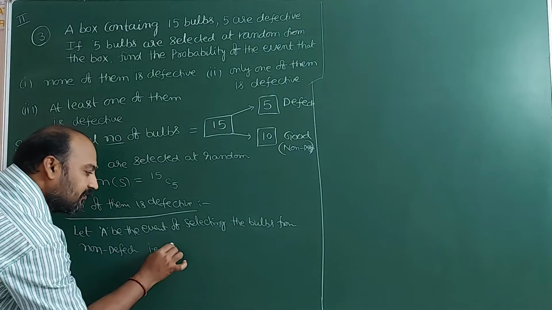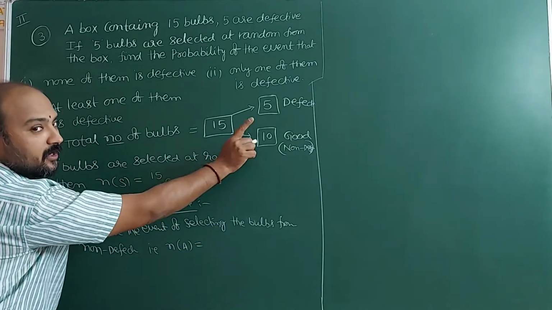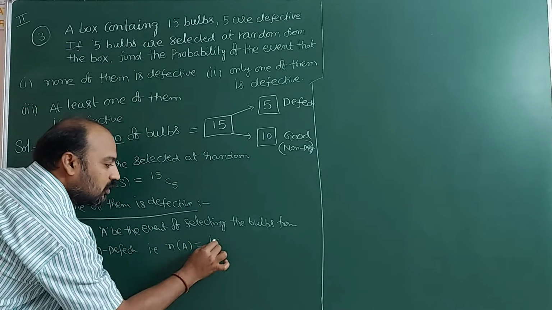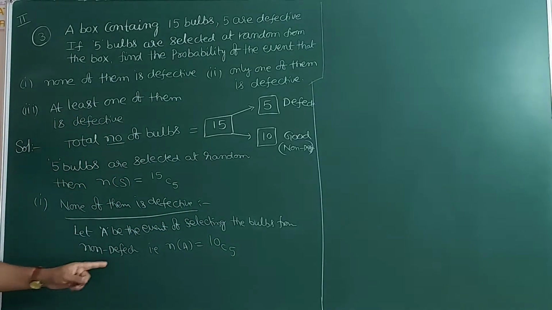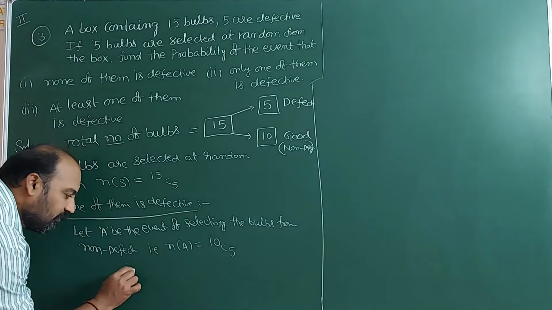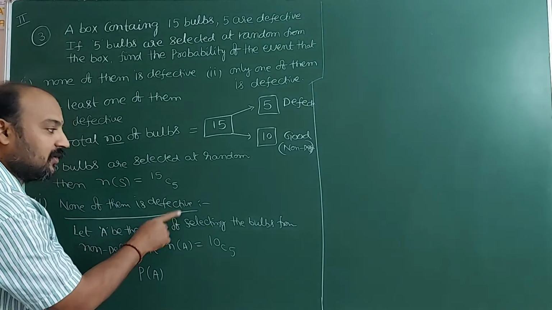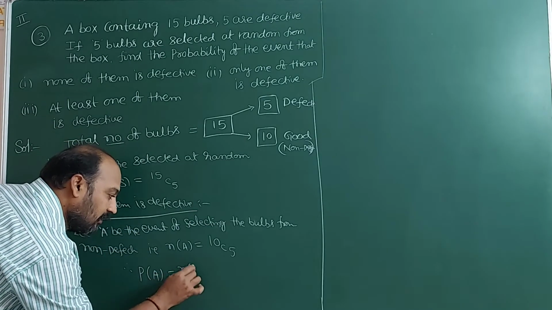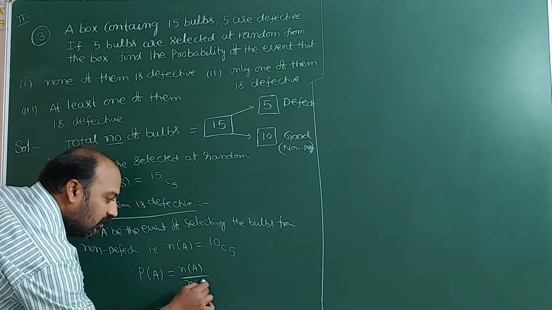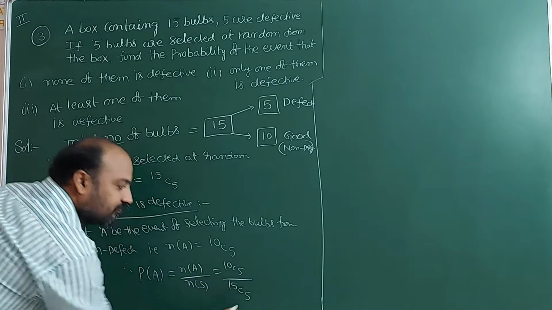That is, N of A is equal to how many non-defective bulbs are there? 10 non-defective bulbs are there. So from 10 we have to select 5: 10C5. Therefore, P of A, the probability that none of them is defective, is the probability of selecting bulbs with none of them defective, which is N of A by N of S. N of A is 10C5 by 15C5.